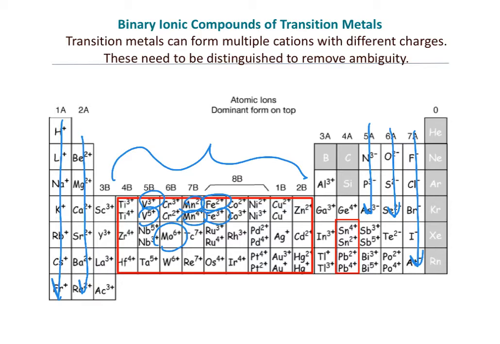And there are a couple of metals outside of the transition metals that also have variable charges. The ones that you will see more often and the one that you should commit to memory are tin, Sn, and lead.